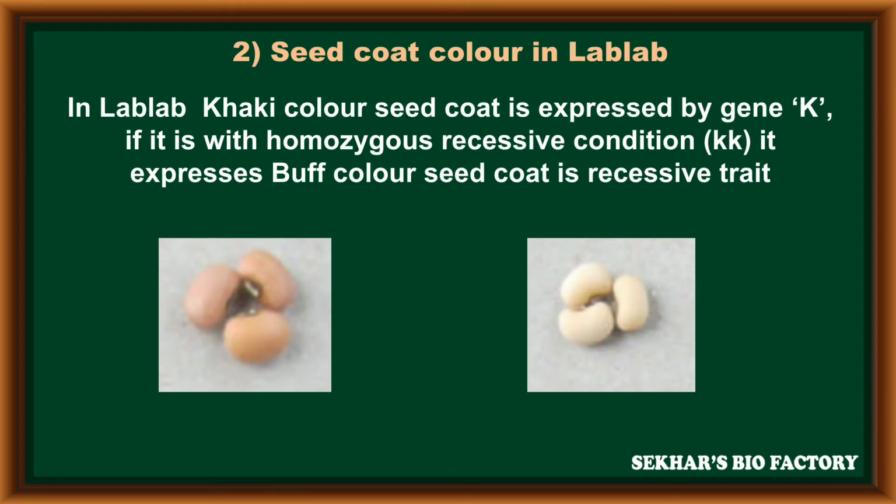In lab, the khaki color seed coat is expressed by capital K gene if it is present in homozygous or in heterozygous condition. If it is present in homozygous recessive condition, like small k, it expresses buff color. It is similar to white color coat. It is a recessive trait in lab.